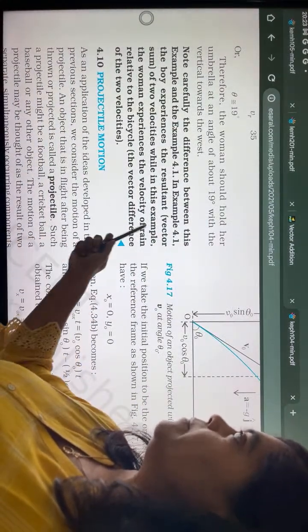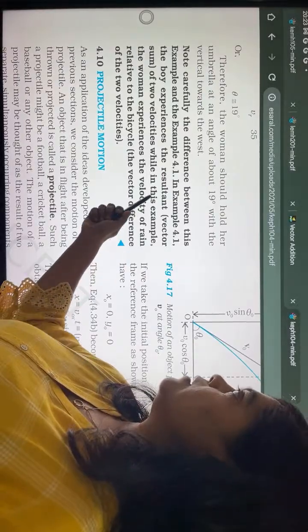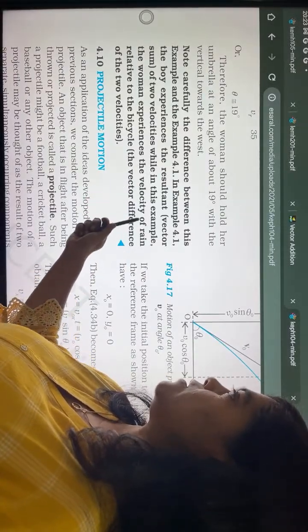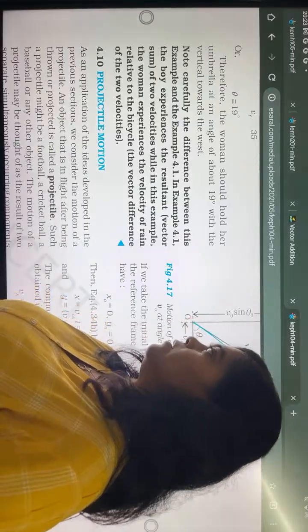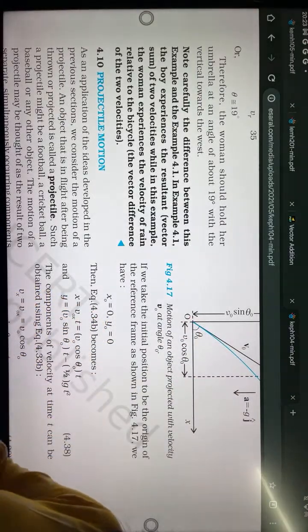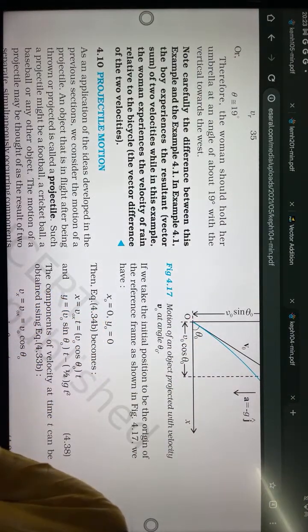So that means what it says? The woman experiences the velocity of rain relative to the bicycle only, that means with respect to the difference in the two velocities.